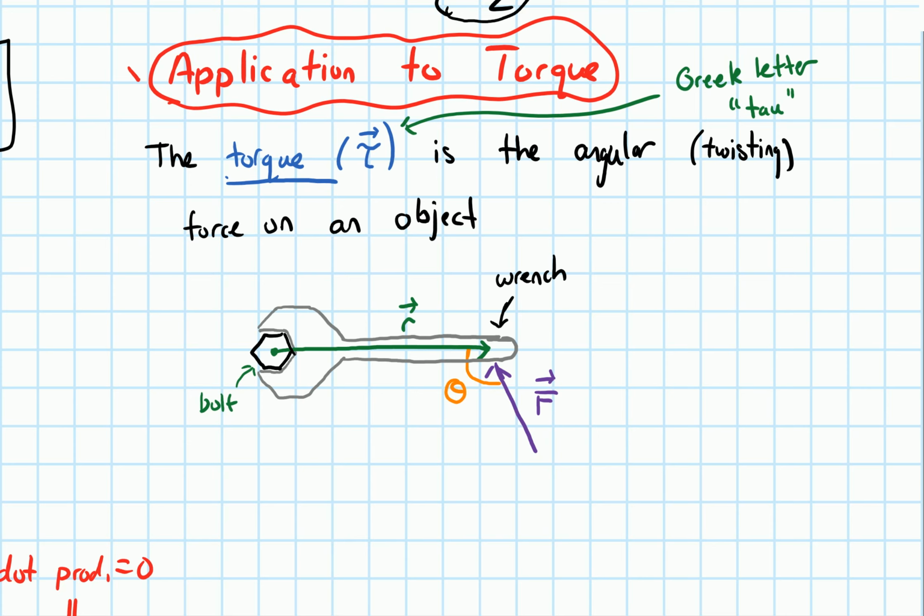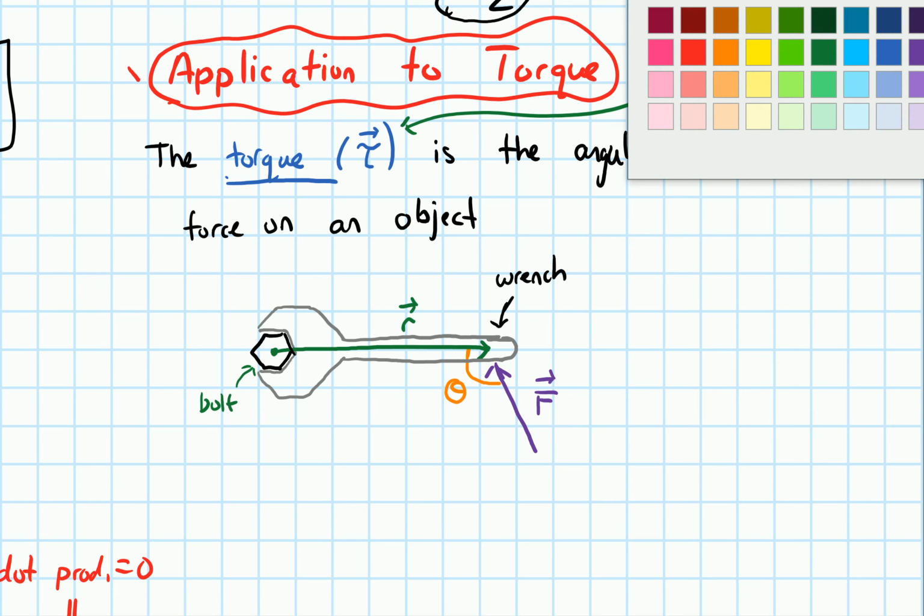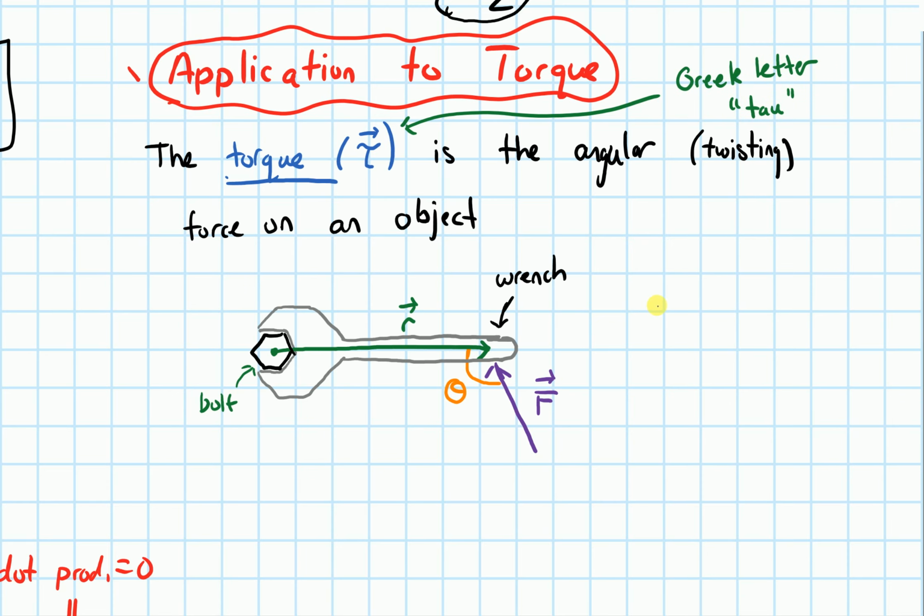So it turns out that the torque vector is equal to R, that R vector, crossed with this force vector. So it's a cross product. I'm going to highlight that as well, because this is a pretty important equation in physics. The torque equals R crossed with this force.